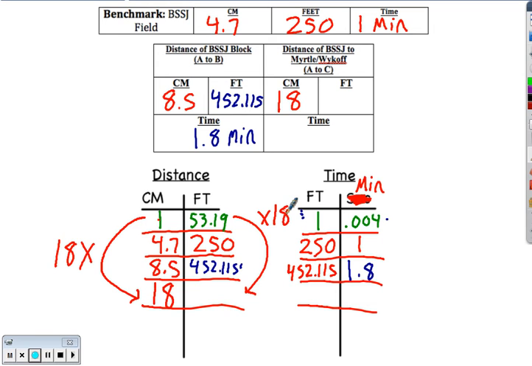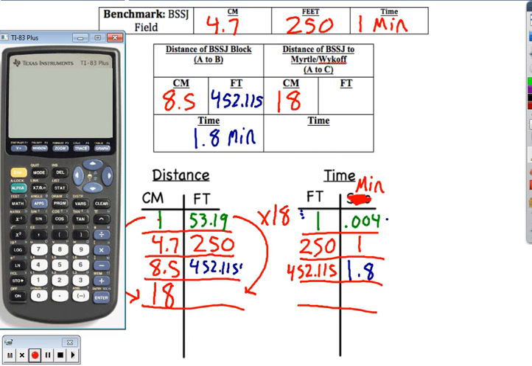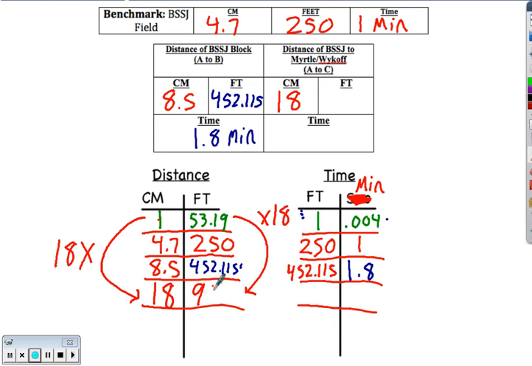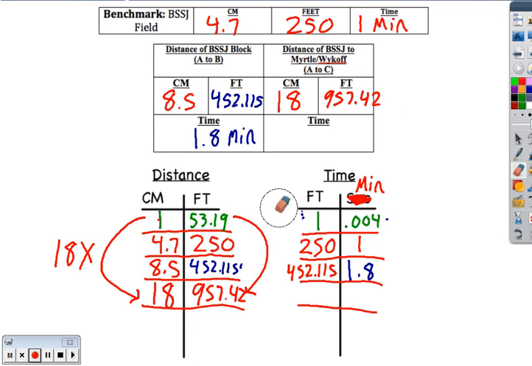That's why working with the unit value makes it so simple to figure this out. So 1 times 18 is of course 18. 53.19 times 18 will yield 957.42 feet. So we now know this is about 957.42 feet. Now let's just think about this for a second, because it's good to kind of put these numbers in perspective sometimes.